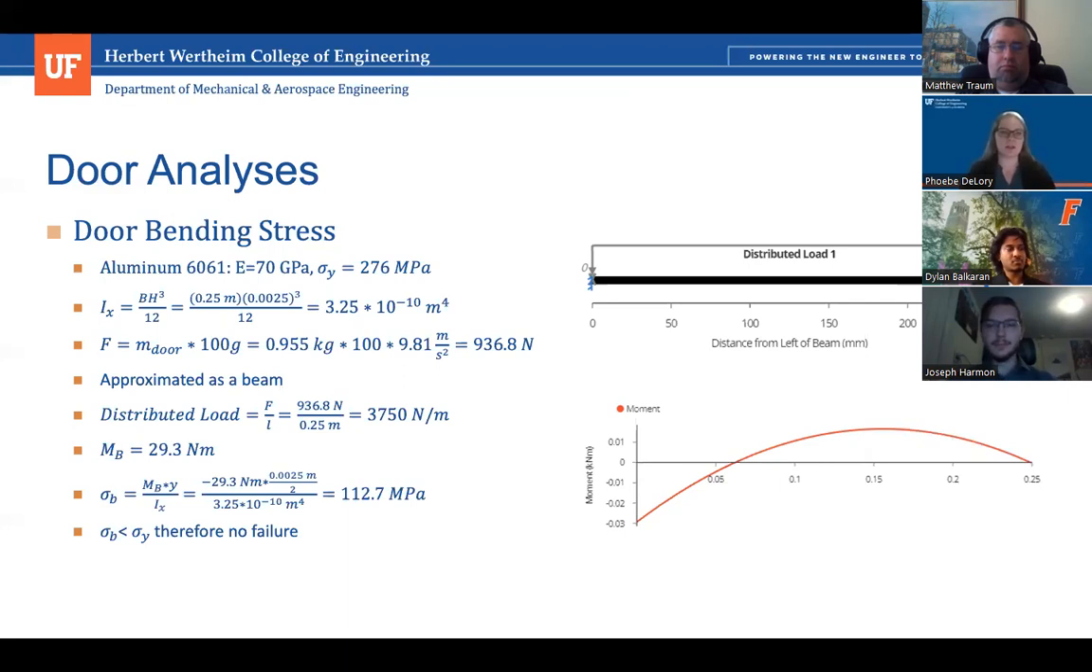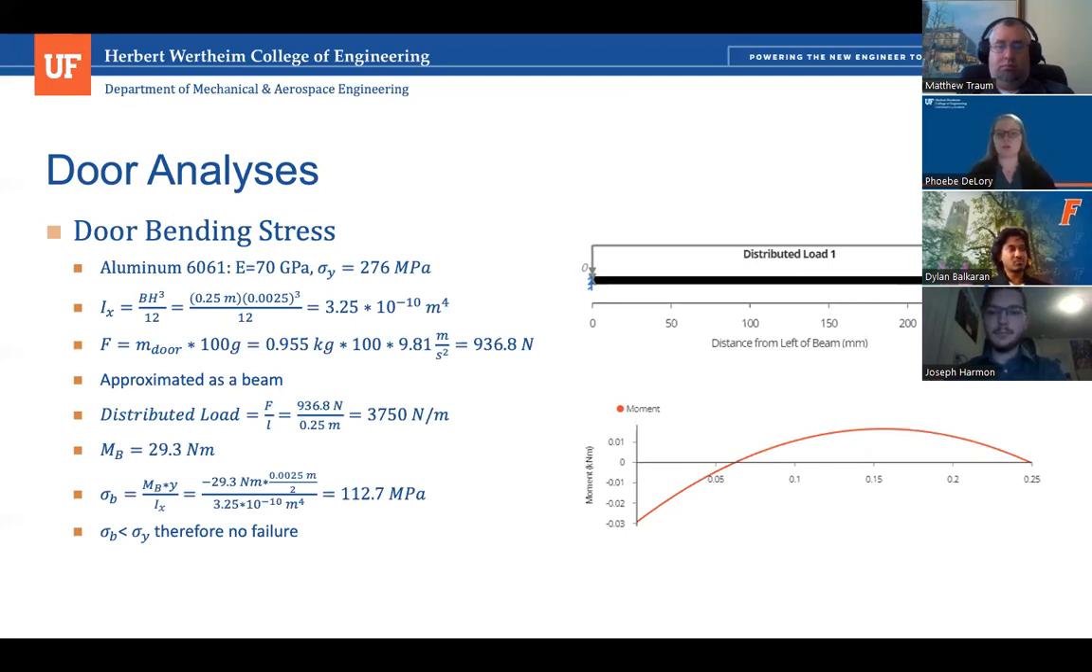We decided to approximate this as a beam, using the side secured by the linear actuator acting as a fixed joint with the hinge side acting as a pin joint. We can then divide this force by the length of the beam to figure out the distributed load that would be exerted on the door itself. This was 3,750 newtons per meter.